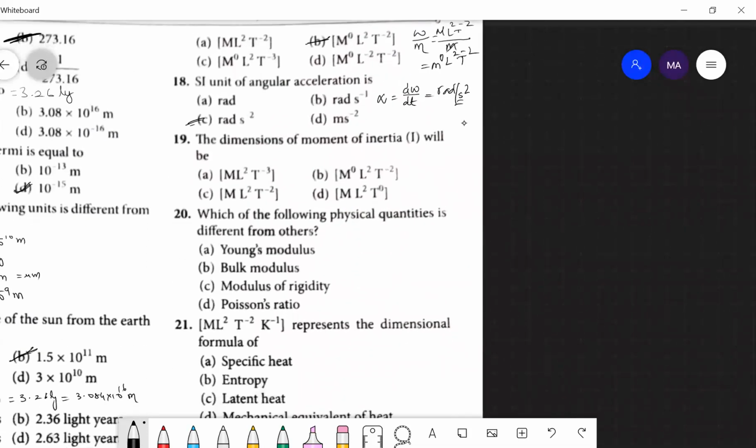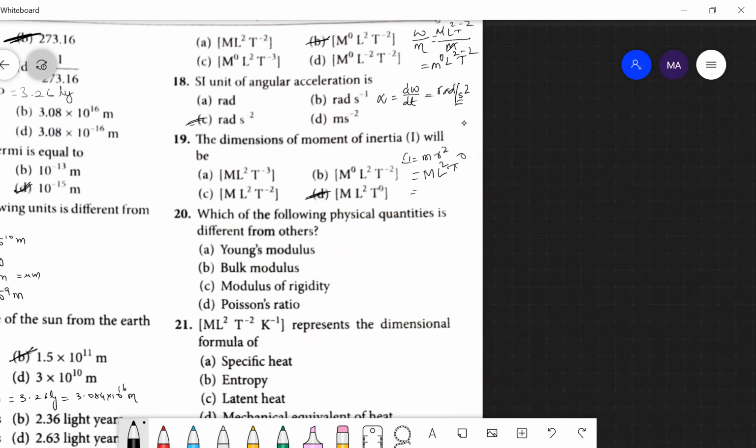The dimensions of the moment of inertia will be equal to how much? Moment of inertia is represented by I. So I is equal to m into r square. Mass is M, and r is L, so L square. So the dimension formula will be M L square T power 0. So the fourth option will be the answer.